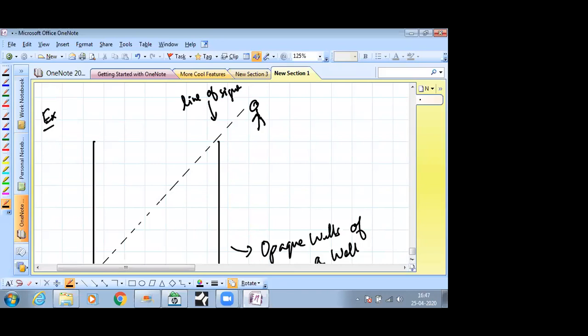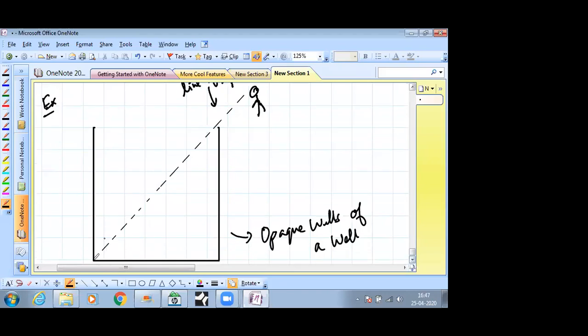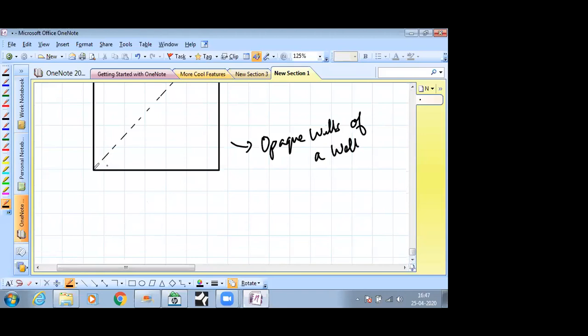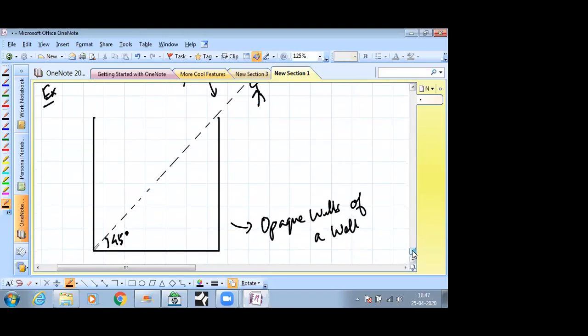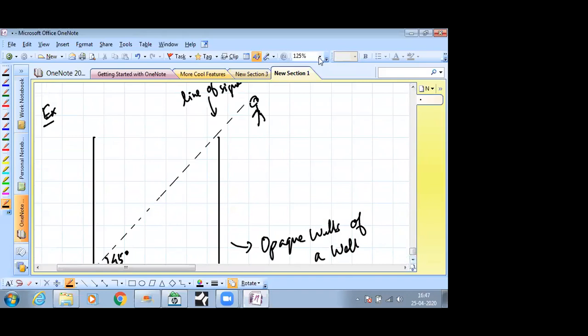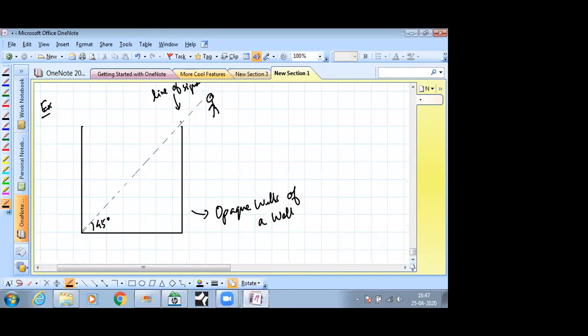It so happens that his line of sight actually is at an angle of 45 degrees, like this. Okay. And since this wall is opaque, he cannot see anything on the floor, more or less. He can just see the corner of the floor. He cannot really see anything on the floor otherwise. Just imagine this is an opaque wall. So he's just able to see this corner. He's not able to see anything over here.